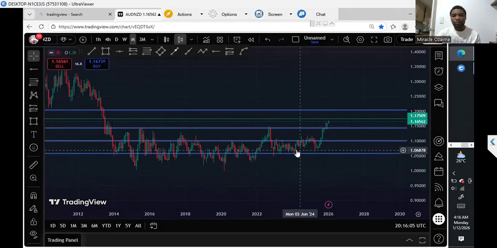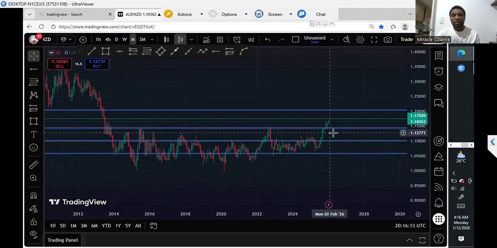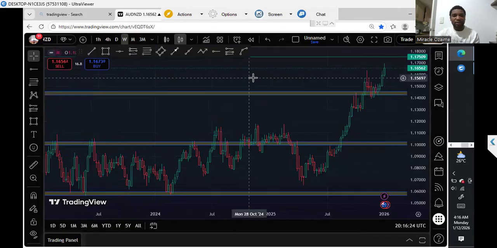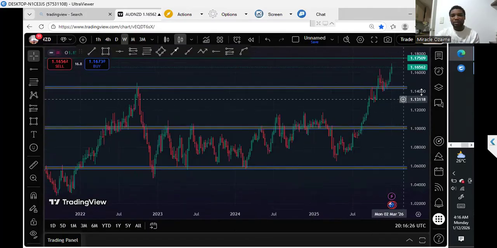So this triple bottom is what I'm looking at as of the moment. As of last month, because of the way that this candle pushed down on the monthly time frame, I was thinking that maybe it's going to be a continuation to the downside. However, I did not realize that it's just a correction to test the major zone.